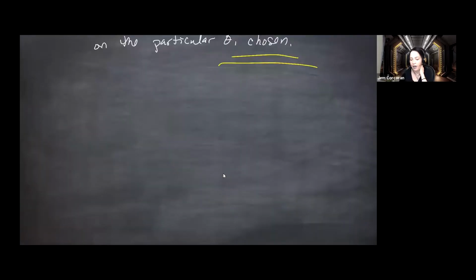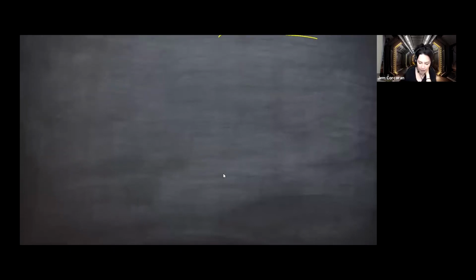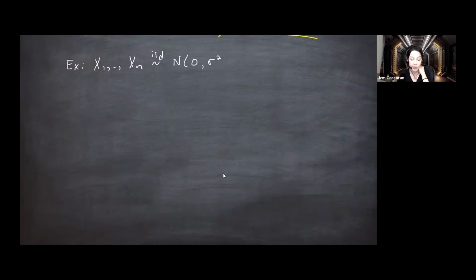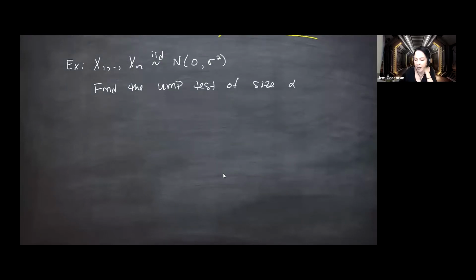Let's say we have a composite null hypothesis where we want a UMP test. This is our first example of something like this. Suppose I have X1 through Xn, IID normal with mean 0 and variance sigma squared, or a fixed mu and sigma squared. Suppose I want to find the UMP test of size alpha of the null hypothesis that sigma squared is less than or equal to a constant.